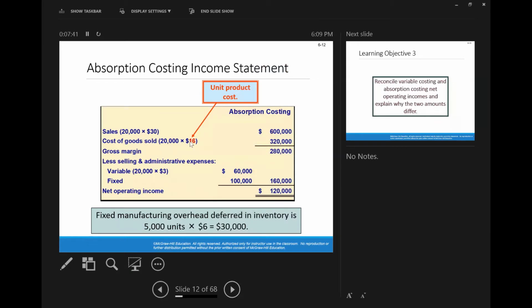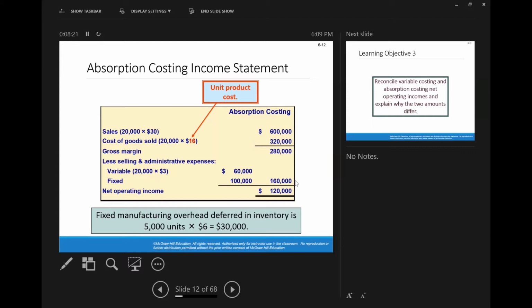All right, so we have 20,000 times 16, that gives us 320,000. So our gross margin is 280,000. Less the selling and admin expenses. So variable was $3, gives us 60,000, and then we have that fixed selling and admin, which was 100,000. So now our fixed costs are only 160,000. So you see how they did that? They pulled out that whole 150,000 that was in that fixed manufacturing overhead, and now they're breaking it out per unit. So not the whole 150,000 is in there now. So now our net operating income is 120,000.